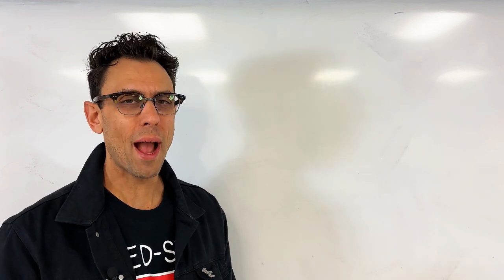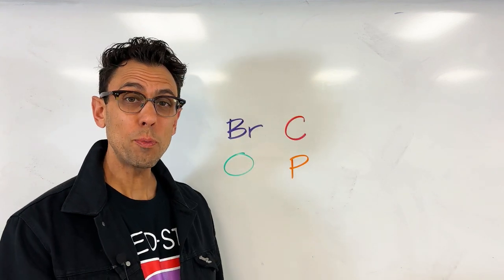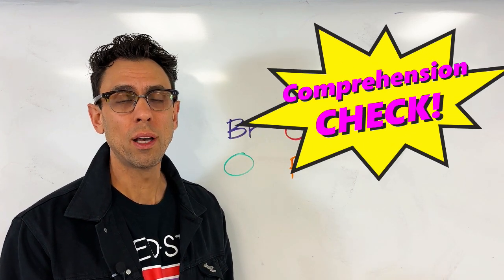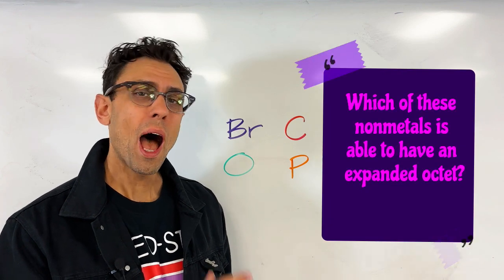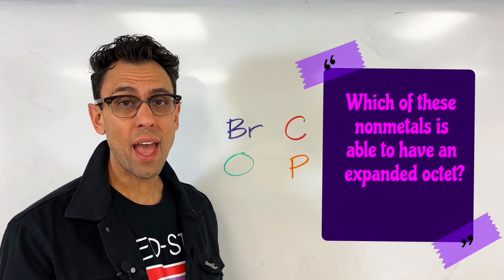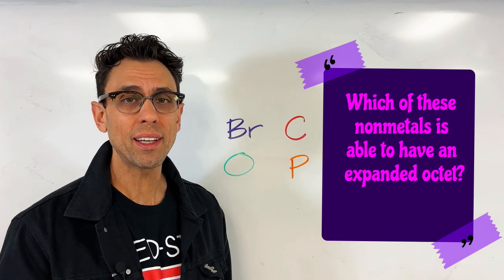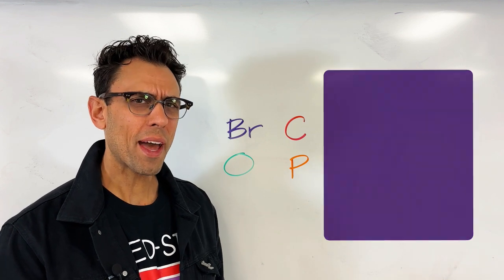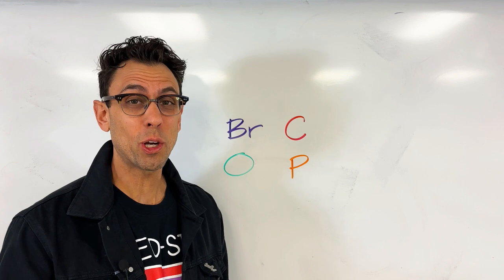Okay, let's look at a practice question and see if you can answer it. At this point in the video, I just want to check for comprehension to make sure you're following along. Behind me on the board, you'll see 4 nonmetal atoms. I want you to think about which of these, if any, would be able to have an expanded octet if it was the central atom in a Lewis structure. Think about that question, come up with some answers, and return to the video to see what the correct answers are.